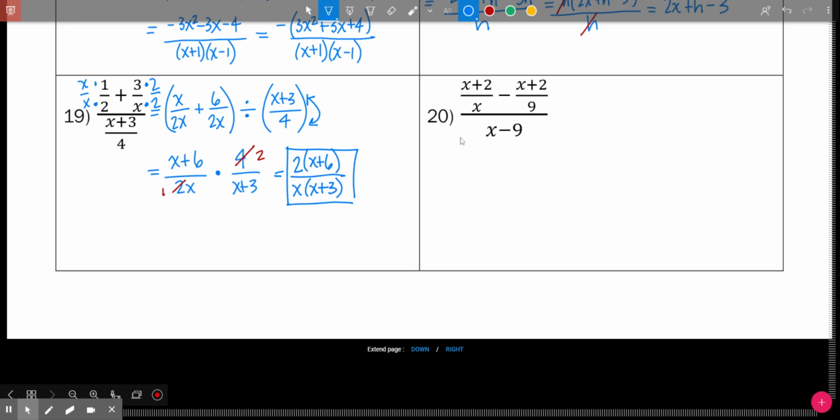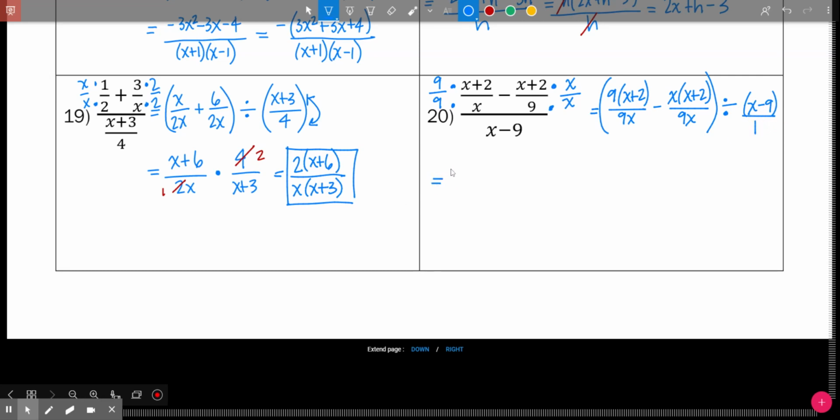In number 20, similar concept. I'm going to multiply the top and the bottom of my first term on top by 9, and I'm going to multiply the top and the bottom of my second term on top by x. So this is 9 times x plus 2 over 9x minus x times x plus 2 over 9x, divided by x minus 9. Now remember, this x minus 9 is over 1.